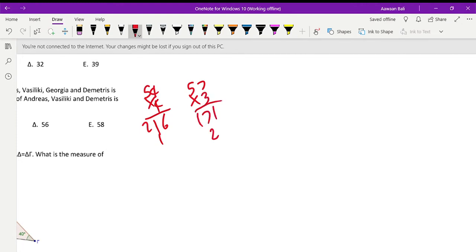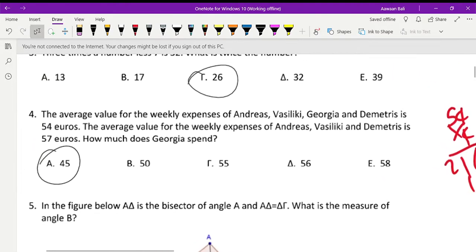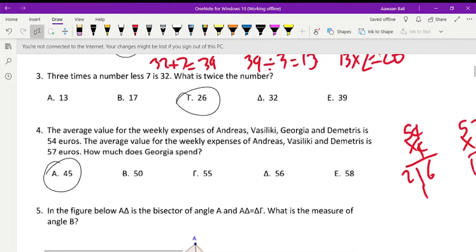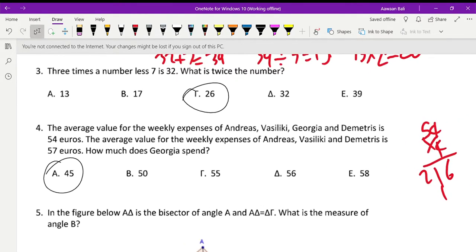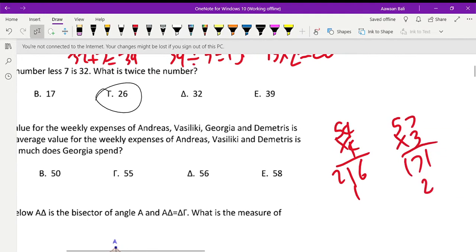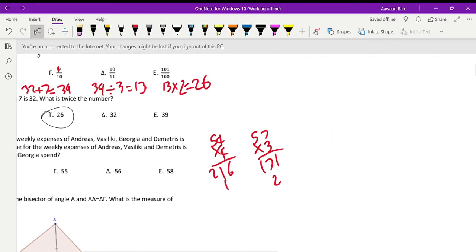The reason why we're multiplying by the number of people is because the average is normally the sum of money they have divided by the number of people. So here we're doing the inverse. We multiply the average by the number of people to find the sum of money they have.